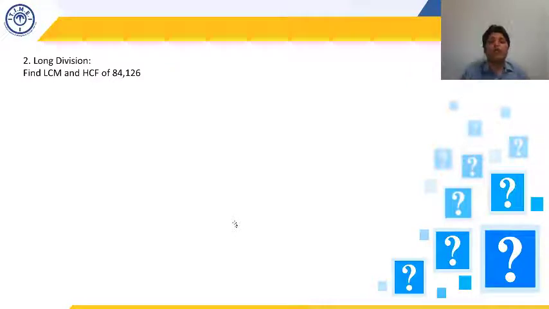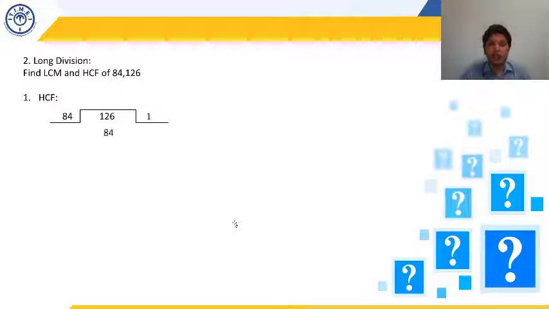Now we are going to see one more method to calculate the LCM and HCF of the given numbers using long division. First we will see how to calculate the HCF of these two numbers by the long division method. How are we going to calculate? We will divide the bigger number by the smaller number. Between 84 and 126, which number is bigger? 126 is bigger as compared to 84. So we will divide 126 by 84.